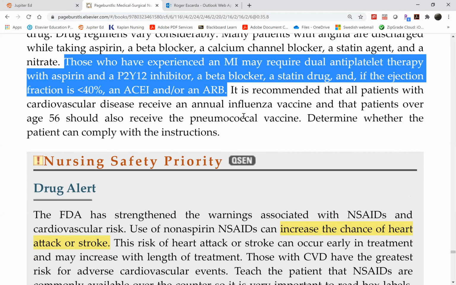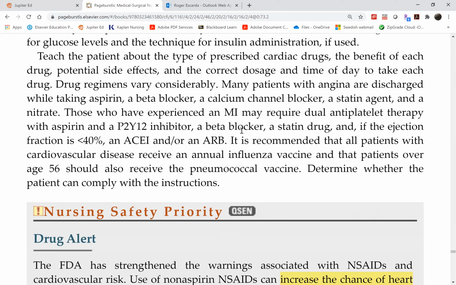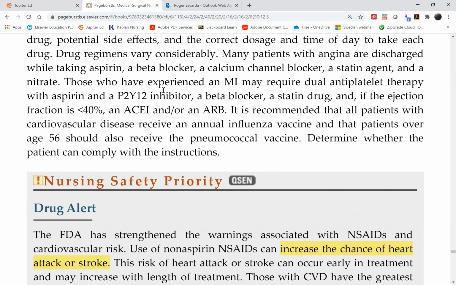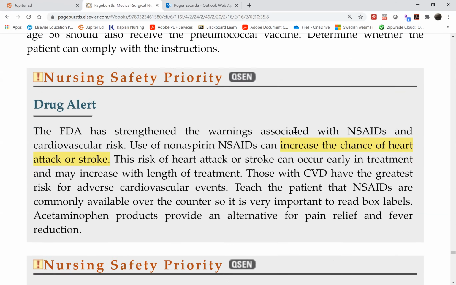So if the patient doesn't have one of these, then it's your responsibility to tell the doctor. Okay, tell the doctor that, hey doctor, I don't see you ordering this, it's missing. You want me to add it, all right? So each patient must be discharged on that. This is part of your core measures for after an MI.